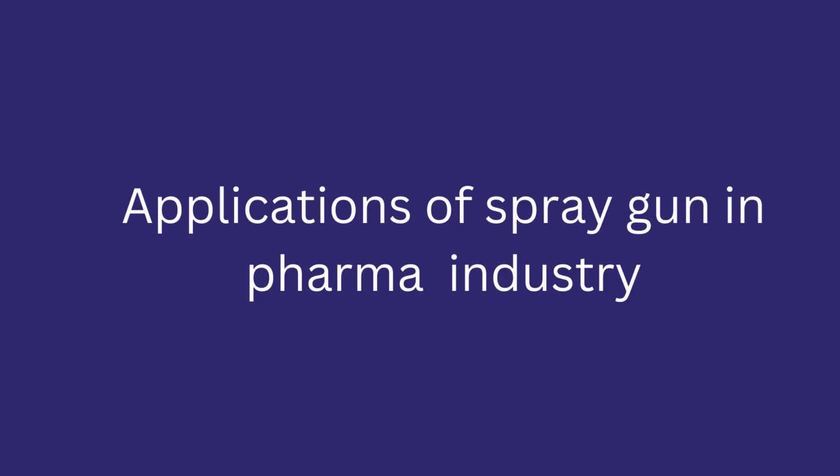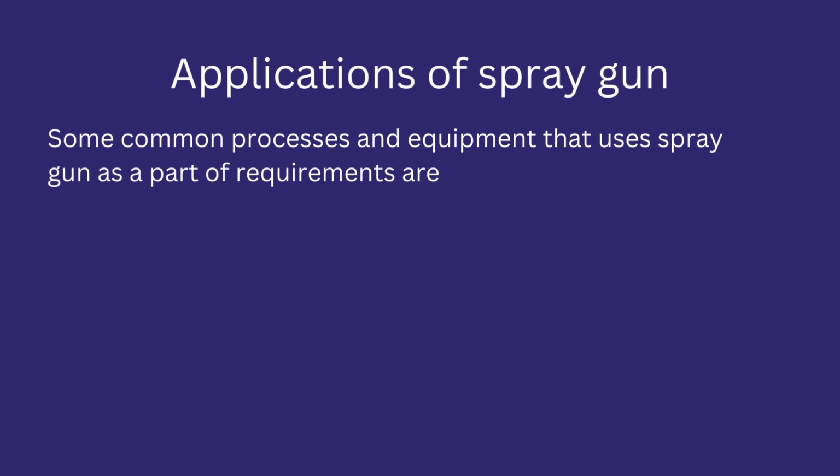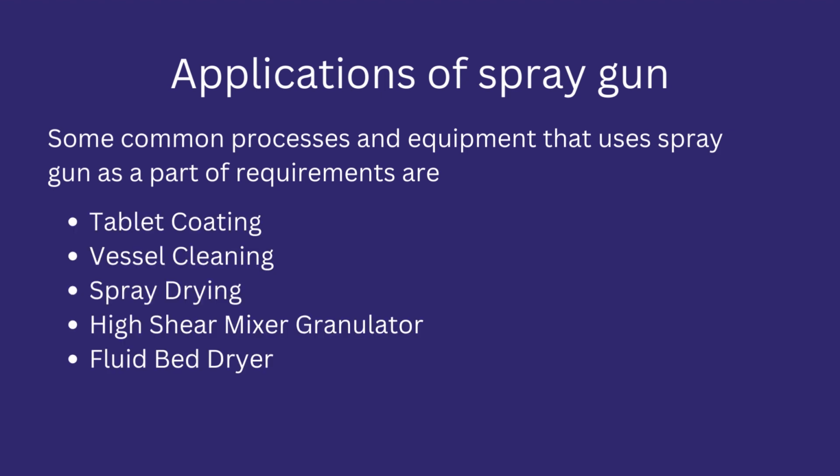Application of spray gun in pharma industry. Now let's discuss its application and see what equipment it is being used in. In the pharmaceutical industry, spray guns are used in processes where spray is required as a part of the process requirement. Some common processes or equipment where a spray gun is commonly used are tablet coating, vessel cleaning, spray drying, high shear mixer granulator, and fluid bed dryer. Let's briefly discuss each equipment and see how a spray gun serves the purpose.